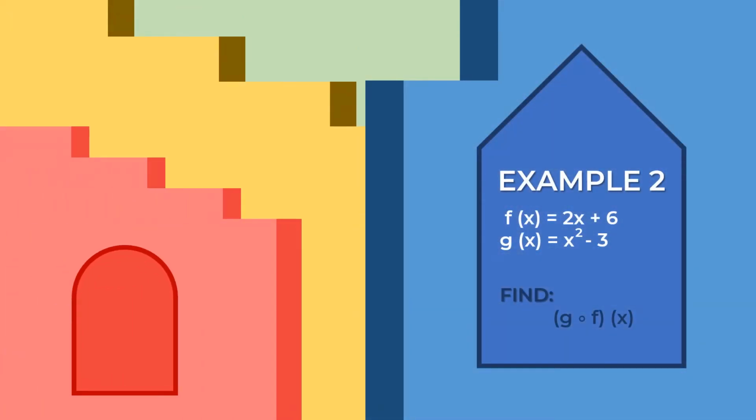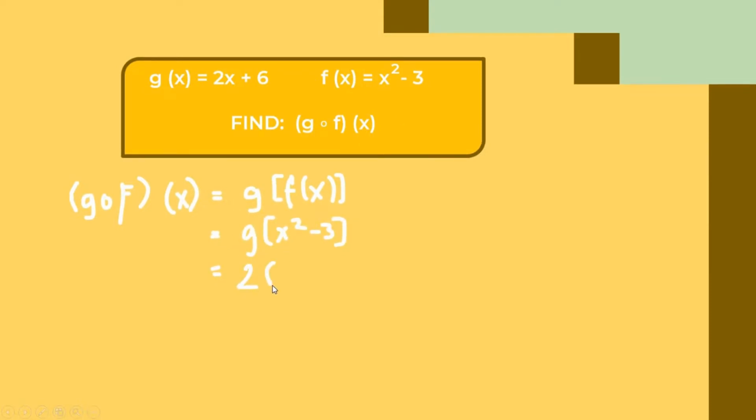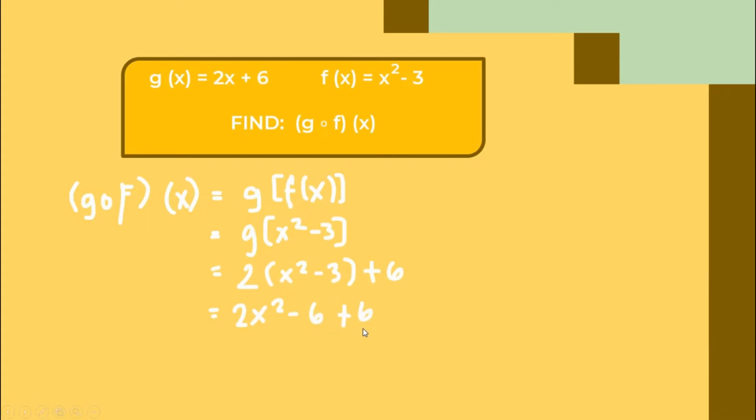Example number 2. Find the g composite f of x of the functions g of x, which is equal to 2x plus 6, and f of x, which is equal to x squared minus 3. Let's use the formula, which is g composite f of x is equal to g of f of x. Like the previous one, substitute first the value of f of x, which is x squared minus 3, and then substitute it into g. Multiply 2 times x squared, and the answer would be 2x squared. Then 2 times negative 3 is equal to negative 6, and copy the constant. Combine the like terms, and the final answer would be 2x squared.